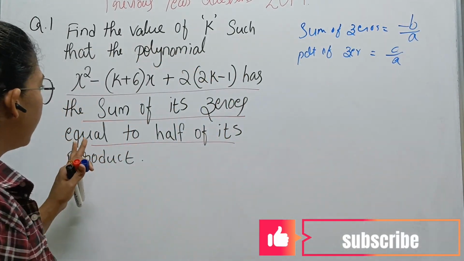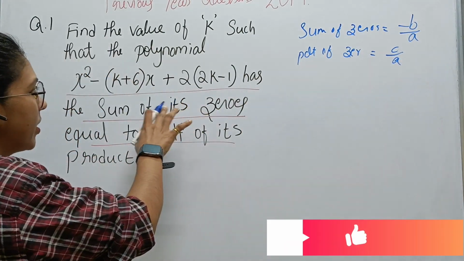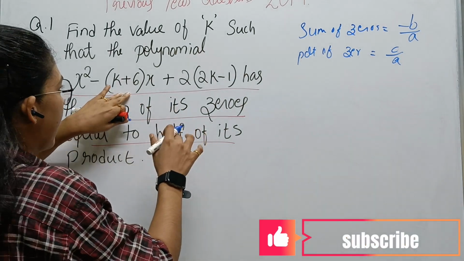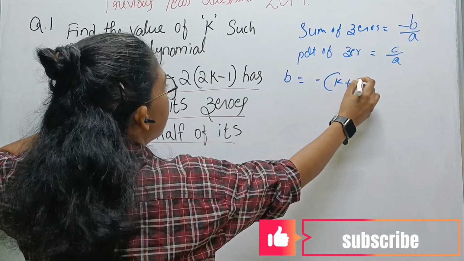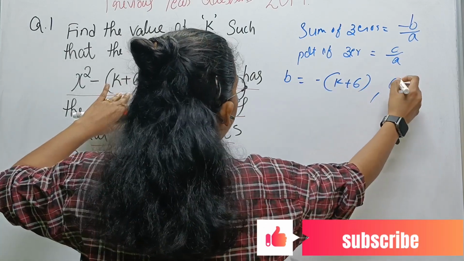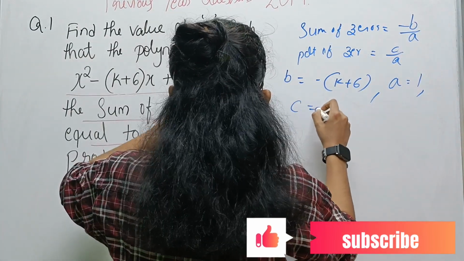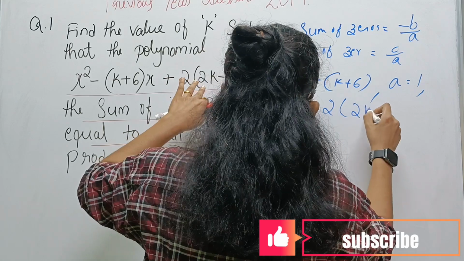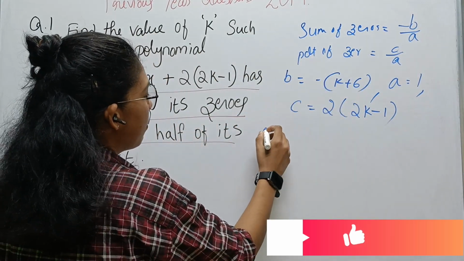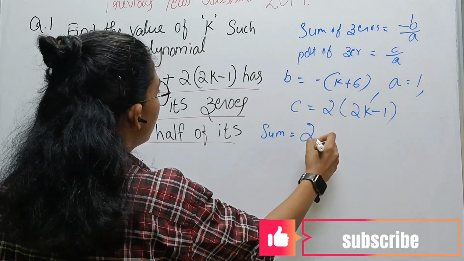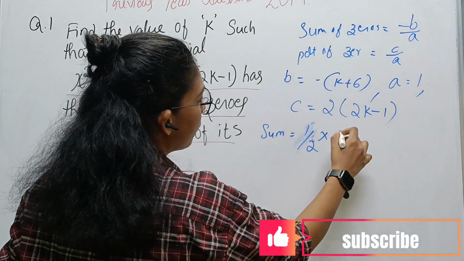Now the given condition is that the sum of its zeros. In this equation, what is the sum of zeros? That is minus b, where b is equal to minus of (k plus 6). And what is a? a is 1. Then what is the constant term? It is 2 times (2k minus 1). Now minus b by a, the sum of zeros, is equal to half of its product.